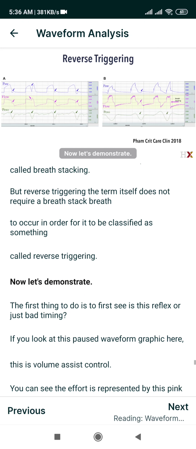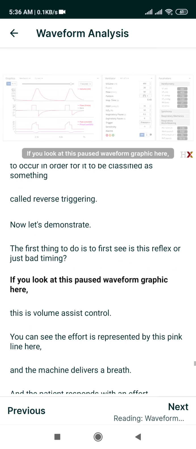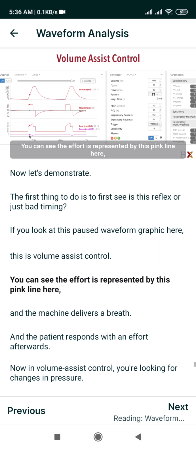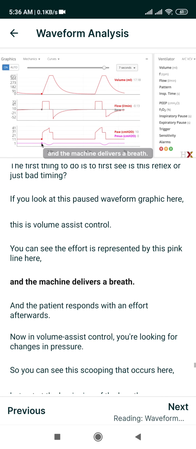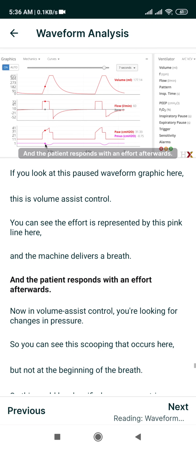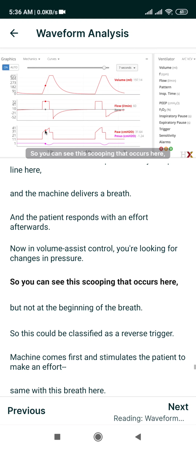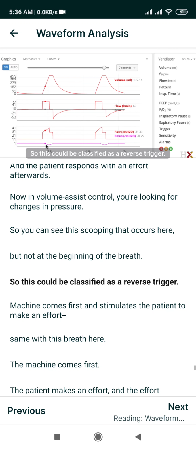Now let's demonstrate. The first thing to do is to first see, is this reflex or just bad timing? If you look at this paused waveform graphic here, this is volume assist control. You can see the effort is represented by this pink line here. And the machine delivers a breath, and the patient responds with an effort afterwards. Now in volume assist control, you're looking for changes in pressure. So you can see this scooping that occurs here, but not at the beginning of the breath. So this could be classified as a reverse trigger.